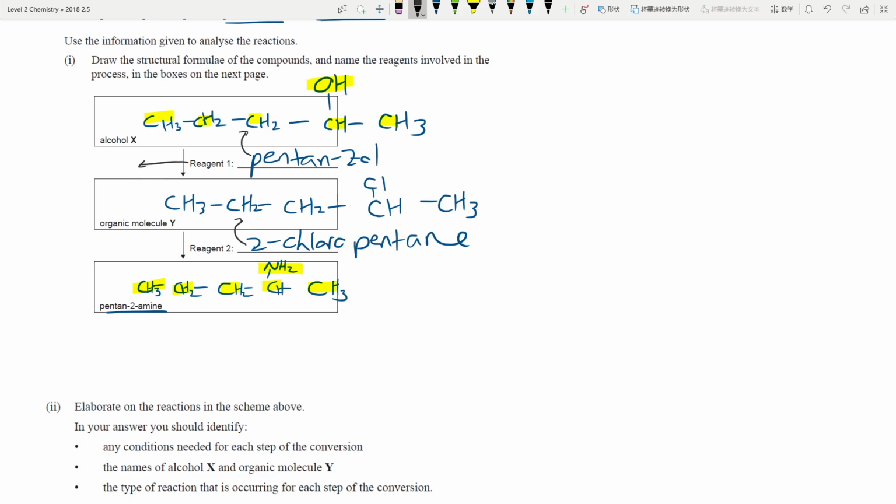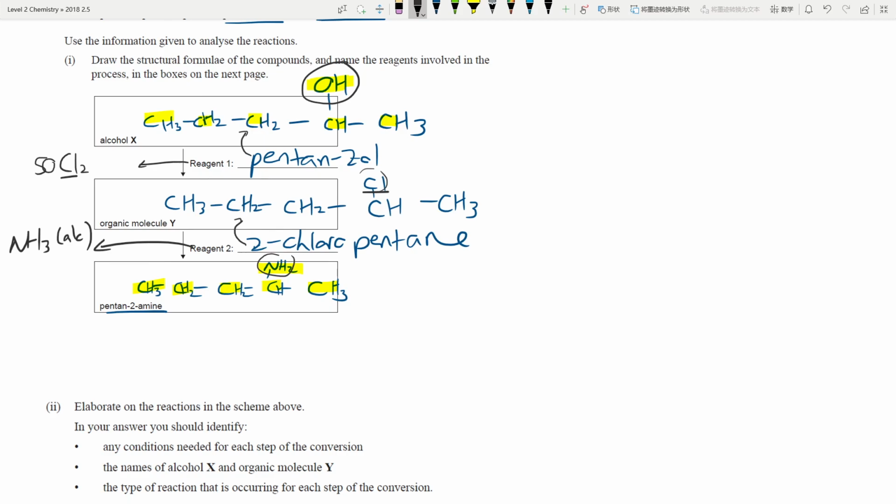So for reagent 1, to convert pentane-2-ol to 2-chloropentane, you can either use SOCl2, PCl3, or PCl5. Just pick one. I normally go with the SOCl2 because this is more correct, and then this gets used in level 3 as well, whereas your PCl3, PCl5 gets left out at level 3. So how it works is that you're replacing the OH group with the Cl, and this is where the Cl comes from. And now the next part, if you're wanting to replace a Cl with an NH2, the reagent number 2 must be NH3 in alcohol, and that's how that works.